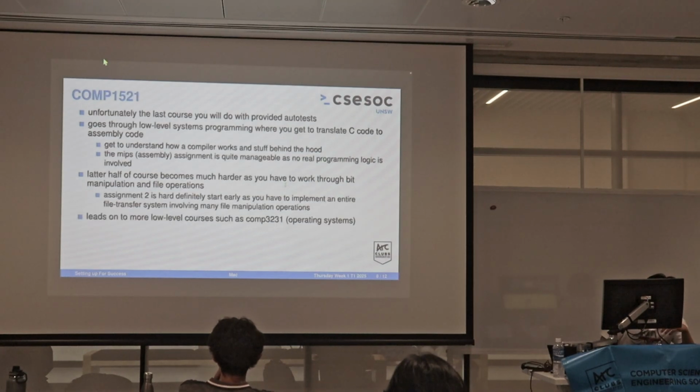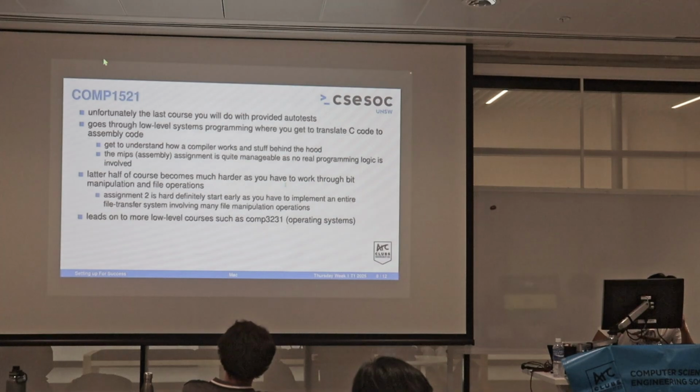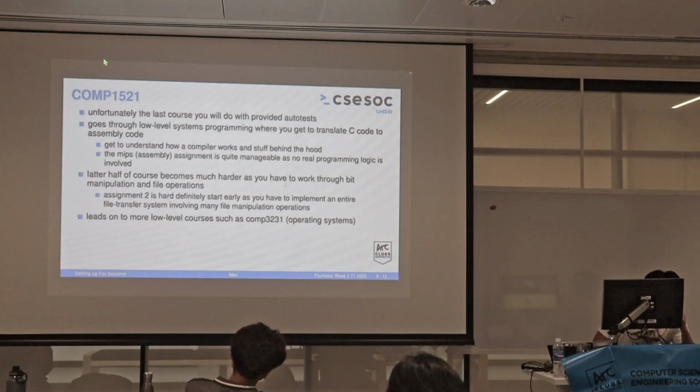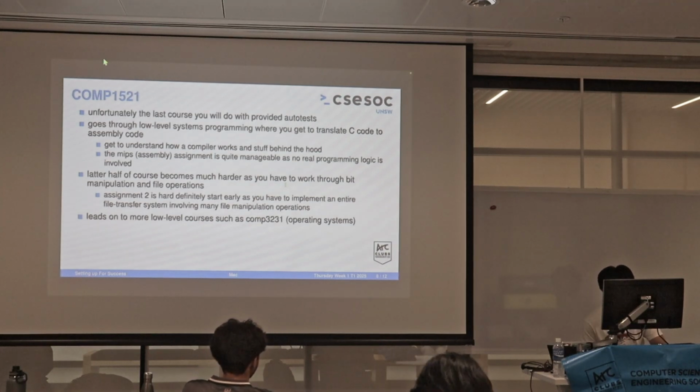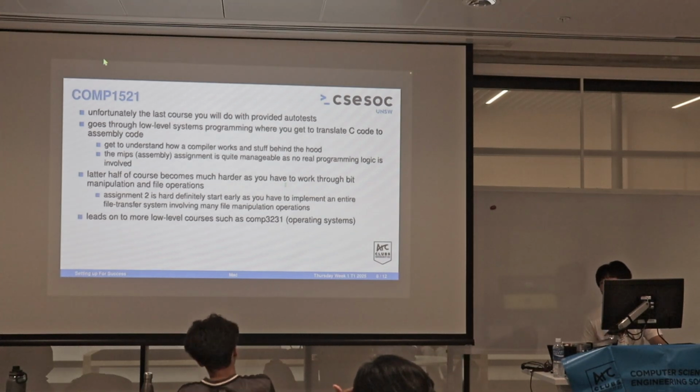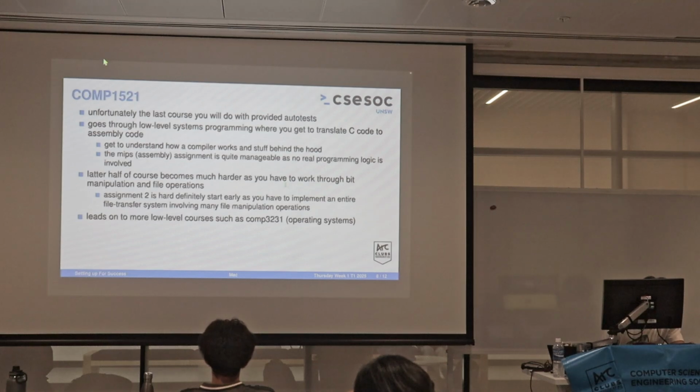And 1.21 then leads on into more low-level courses such as Comp 3231, which is the operating systems course. So even more systems. And yeah, you get to go through how an operating system works. So if you think about your Windows or your Mac, right? These are all just operating systems, and you get to see how memory is managed under the hood, because there's a lot of things, right? So that's what 1.21 is about.